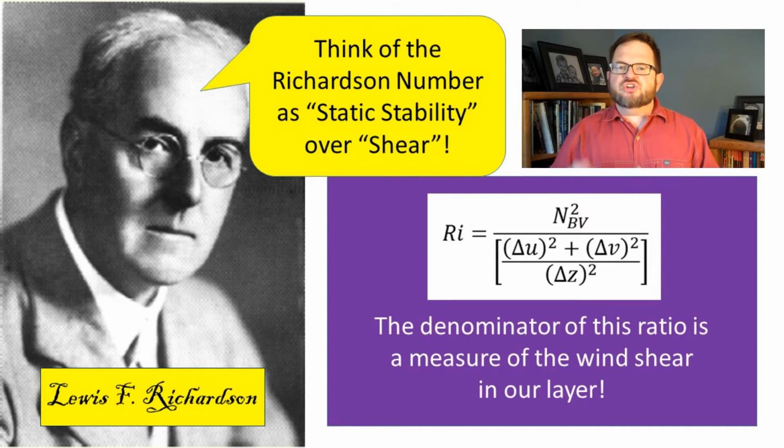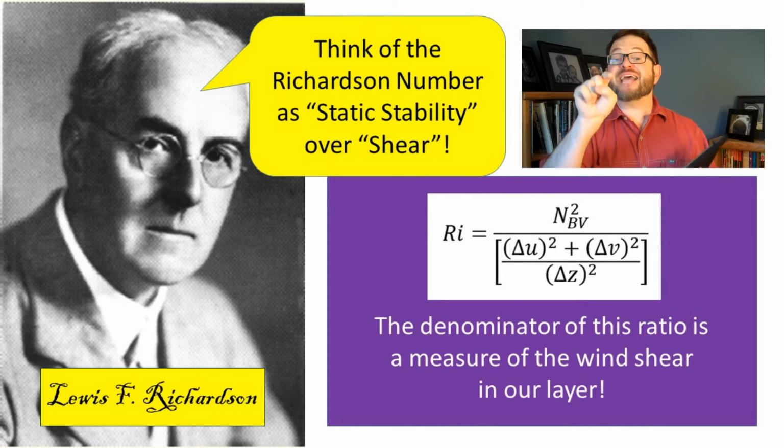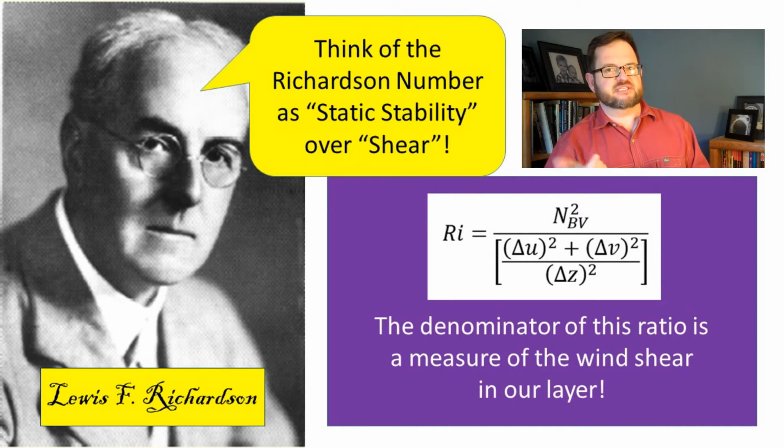And that gives us our best way to actually think about the Richardson number. The best way to understand the Richardson number is to say it is static stability over shear. It is the ratio of how stable the air is, how statically stable. We're about to come across a different type of stability.